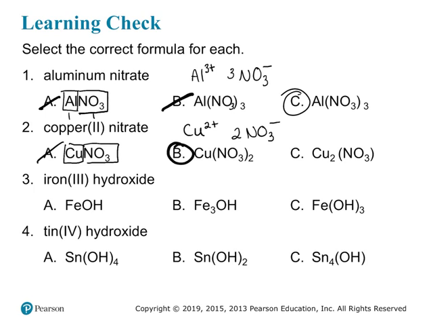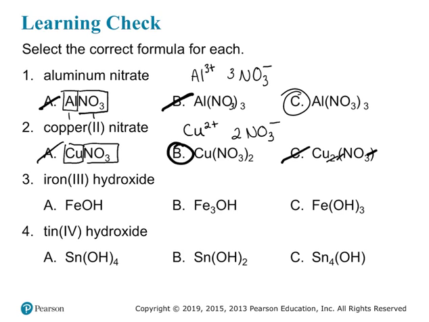But let's look at C just to make sure. So in C, we have 2 copper ions. So that's not right. And nitrate has parentheses around it, even though there's only 1 nitrate in this compound. So we wouldn't write that either. So C is not correct.